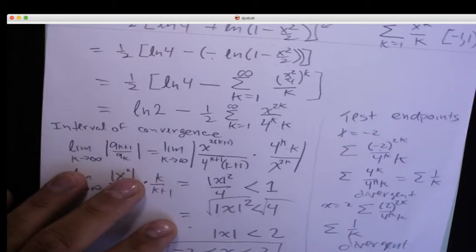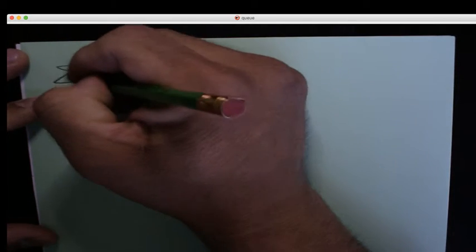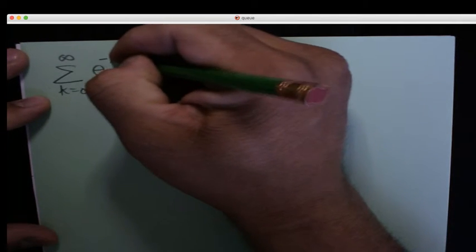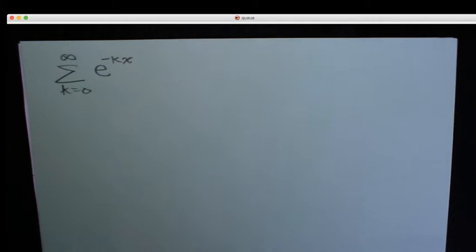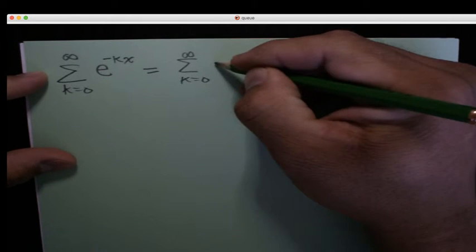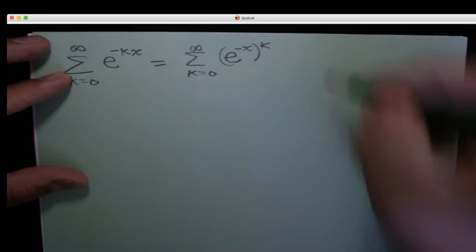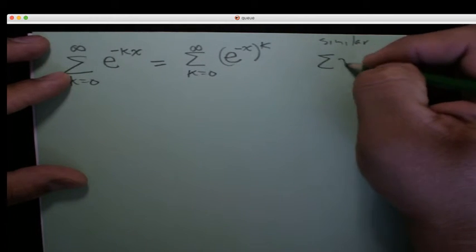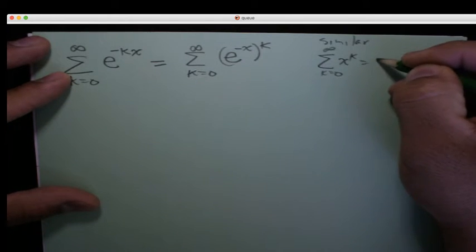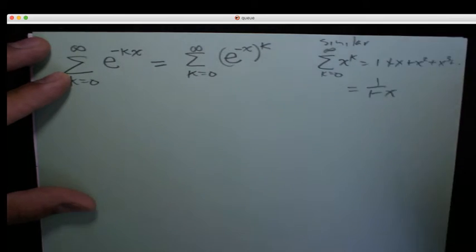Okay, so that covers number 1 here. All right, so now let's take a look at the second one. The second one, we have this, and we would like to come up with the function that represents this power series. So if I rearrange the exponents here so that it looks like this, this looks similar to this power series, which is again our geometric series, which is represented as 1 over 1 minus x.